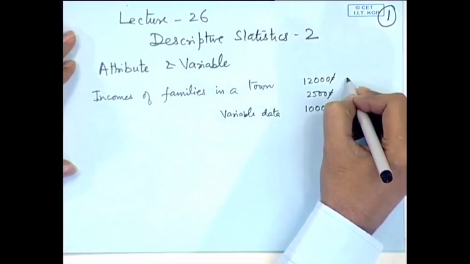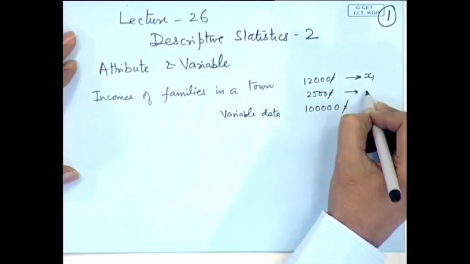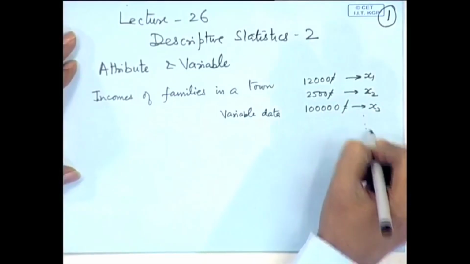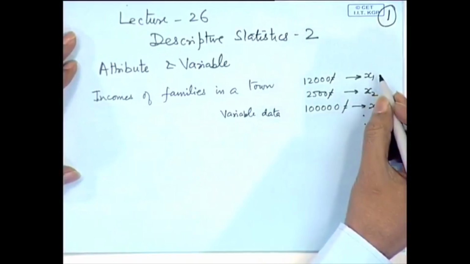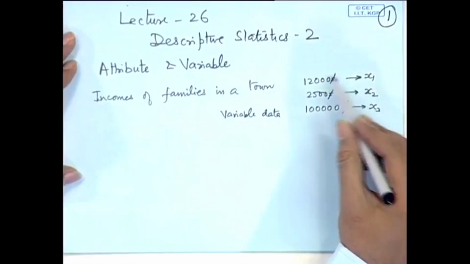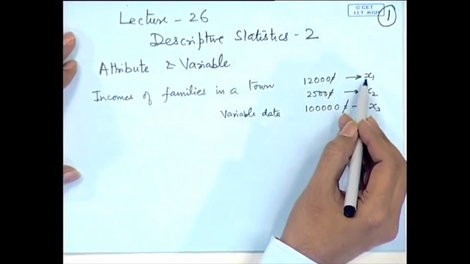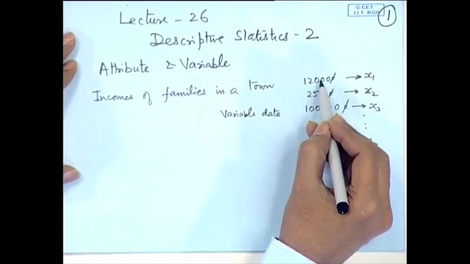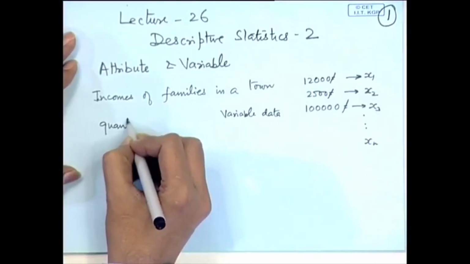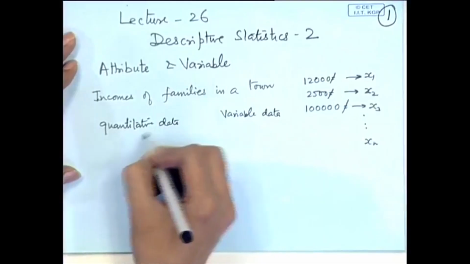So, we can give a nomenclature here: 12,000 we can write as x1 value, 2,500 we can write as x2 value, 1 lakh we can write as x3 value, and so on. So, the data is recorded in the form of variables x1, x2, x3, ..., xn. These are called quantitative variables, because corresponding to each variable we have a numerical value associated with it. So, this is termed as quantitative data or quantitative variables.